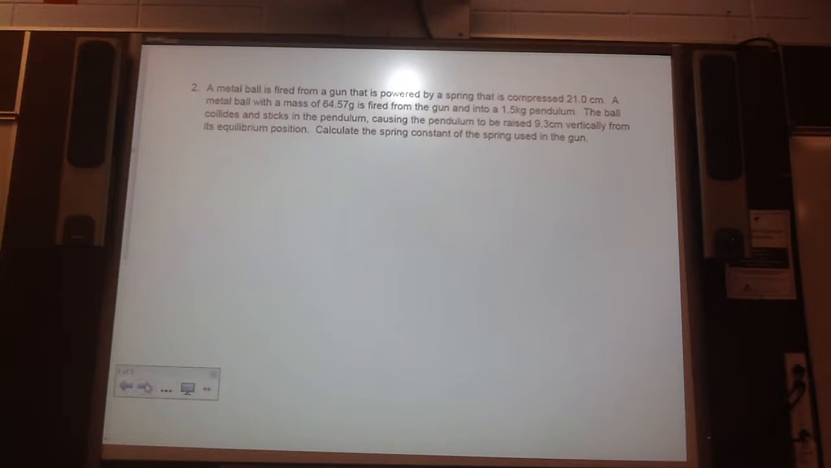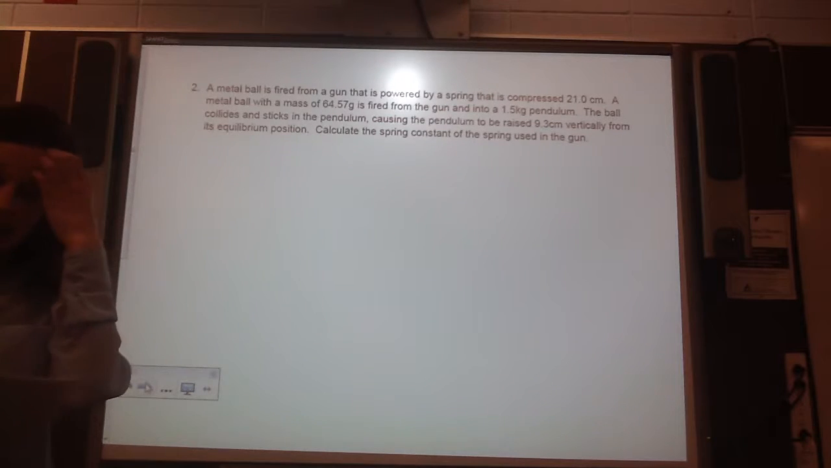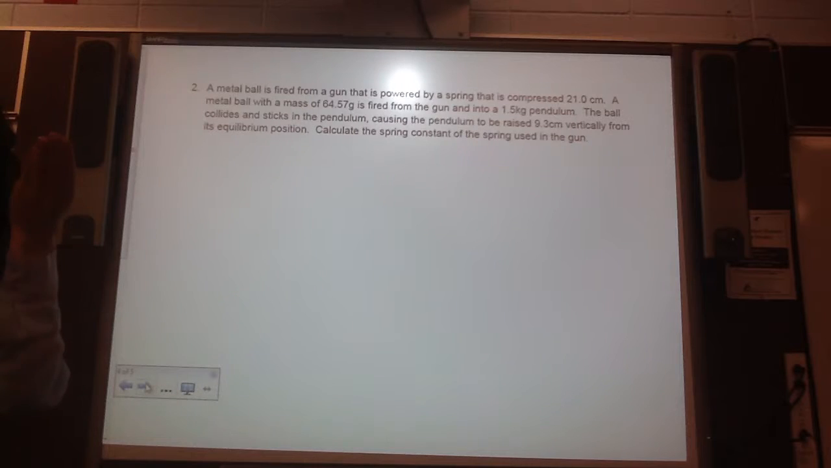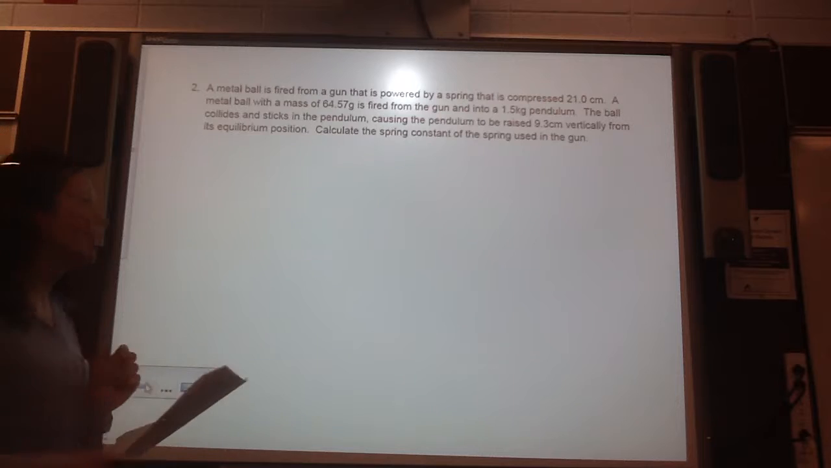So, a metal ball is fired from a gun, like a bullet, that is powered by a spring that is compressed 21 centimeters. A metal ball with a mass of 64.57 grams is fired from the gun and into a pendulum. This is kind of weird, but it makes sense for the question. The ball collides and sticks in the pendulum, causing the pendulum to be raised. Calculate the spring constant of the spring used in the gun.